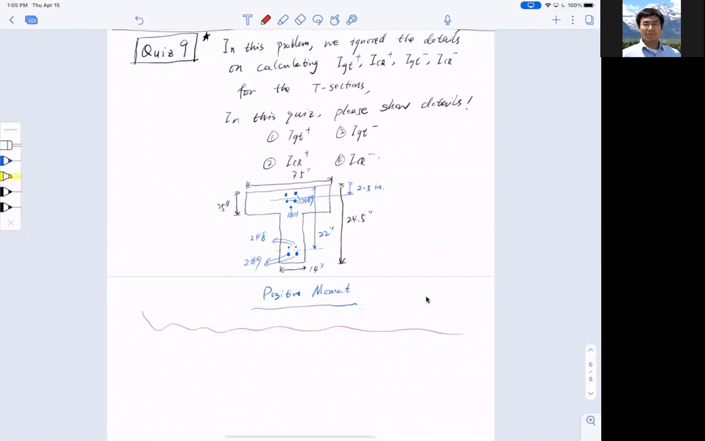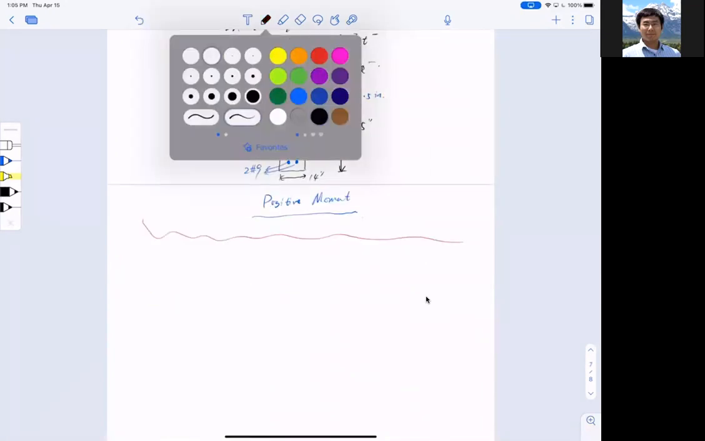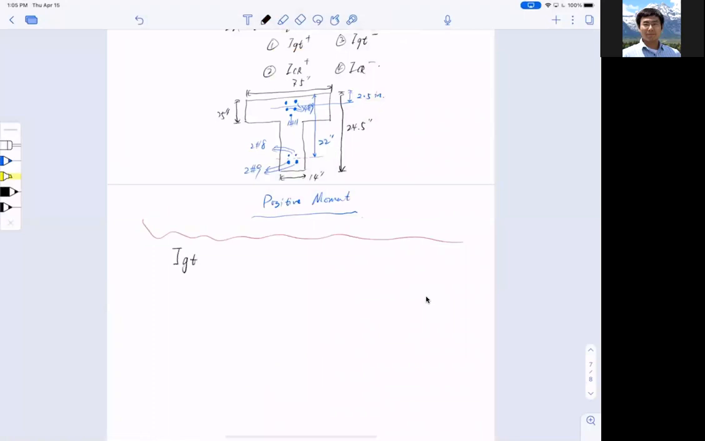Okay. So I received some comments of people asking whether the number is what I got, which means that if you get a different number, is that the case? All right. So there are quick things. First of all, we have talked about I_GT. Okay. I_GT. So that is the so-called transformed gross moment of inertia. All right. Transformed. Now, what does this word mean anyway? Transform. That means account for steel. Okay, account for steel reinforcement.